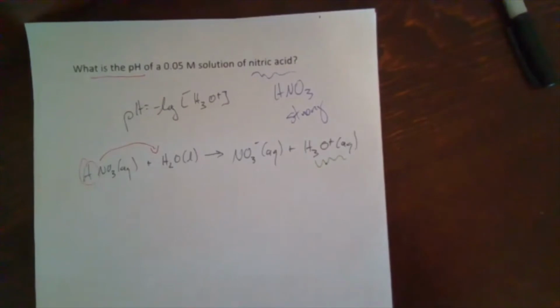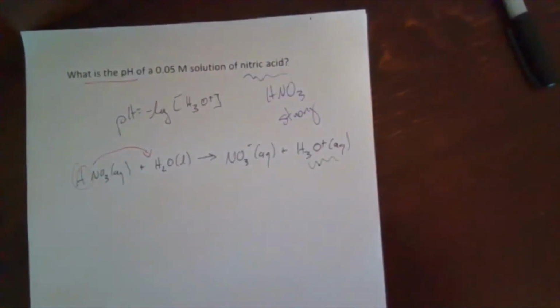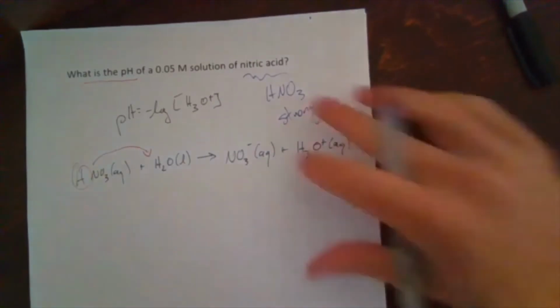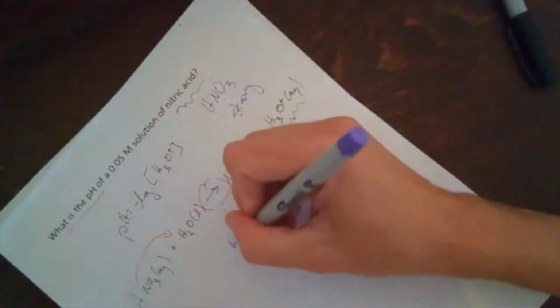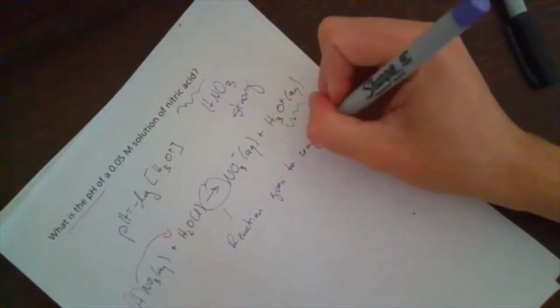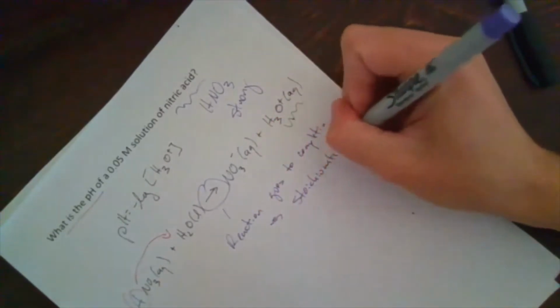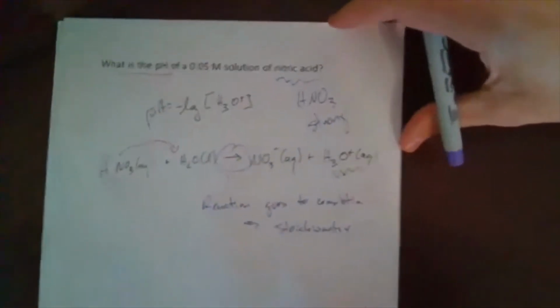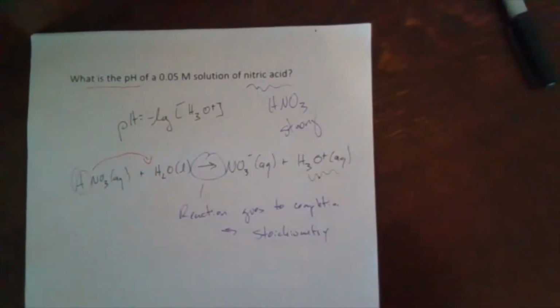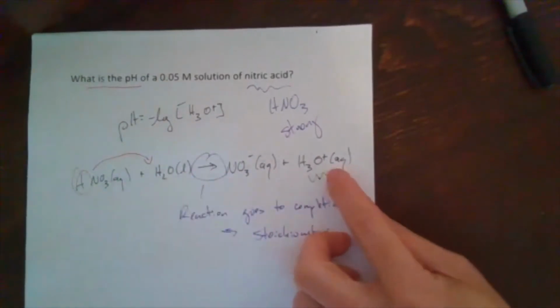So the question is, how many? How do I figure out, based on my starting amount and my starting concentration, how much I have here? Because nitric acid is strong, the reaction goes to completion. And importantly, that means I can use stoichiometry. I don't need to worry about an ice table. I don't need to worry about doing anything like that. However many moles of HNO3 is going to react completely and turn into product.